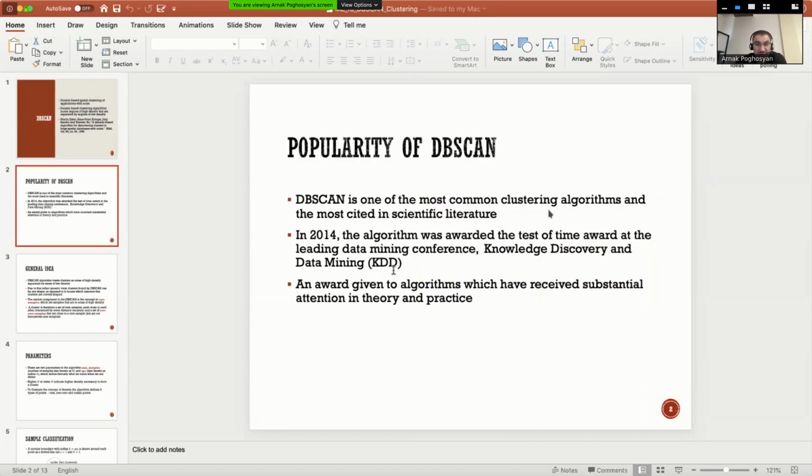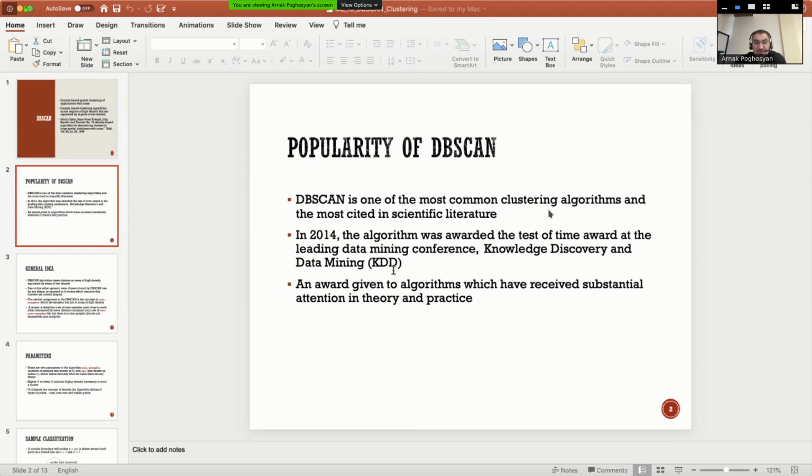And this is, I have just copy-pasted some sentences showing that this is the most popular clustering algorithm. You see, it is one of the most common clustering algorithms and the most cited in scientific literature. The most cited because you will find this algorithm applied for different applications.